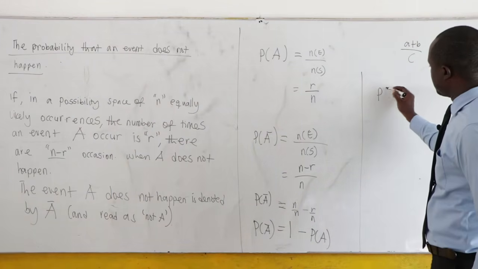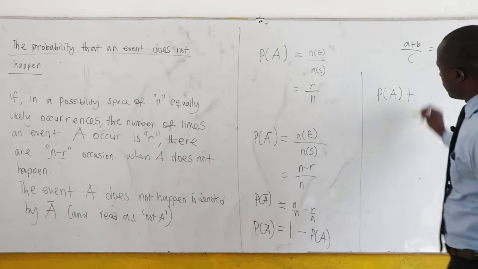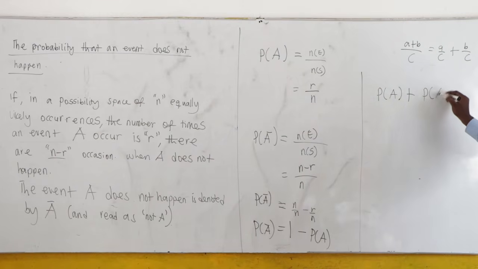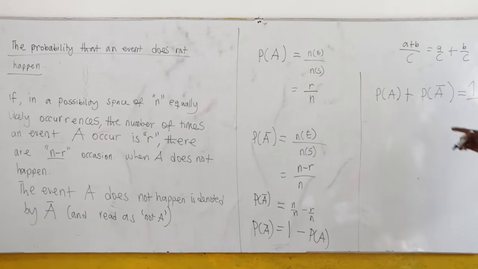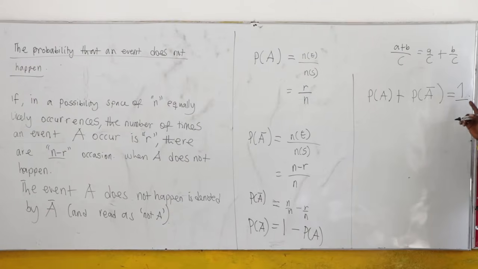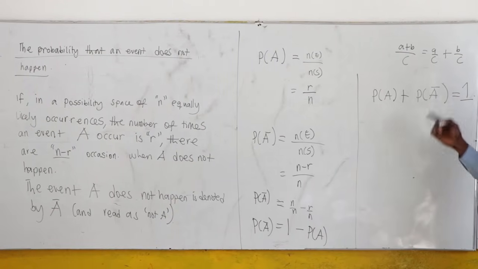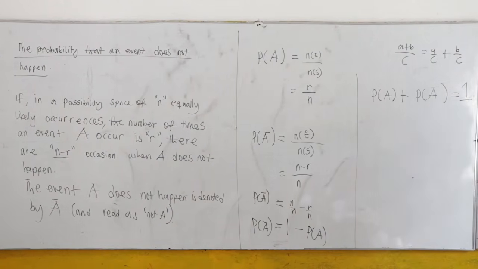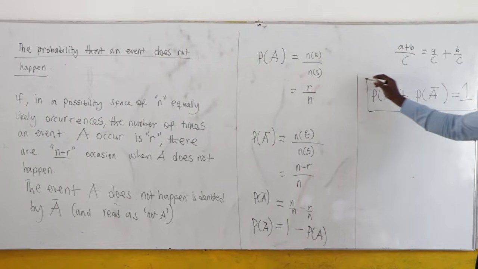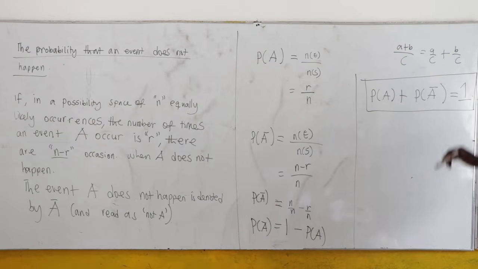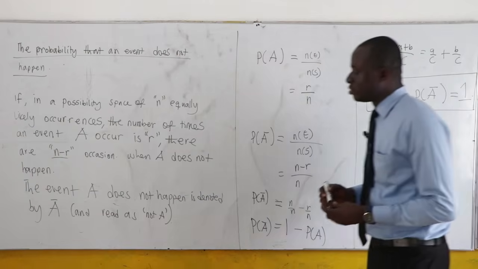So we have the probability that an event A occurs plus the probability that the event does not occur is equal to 1. Let's note that the probability that an event occurs plus the probability that it does not occur is equal to what? 1. Remember, it should be of the same experiment. So from here, this is very important: we have P of A plus P of not A equal to 1.